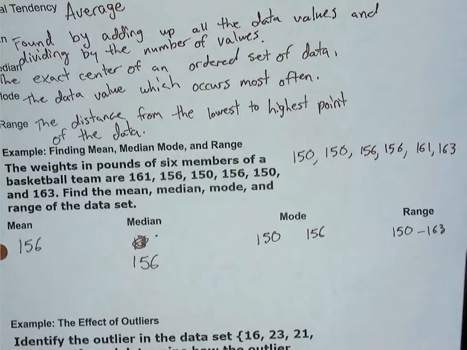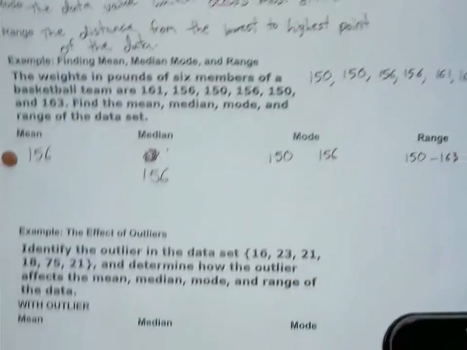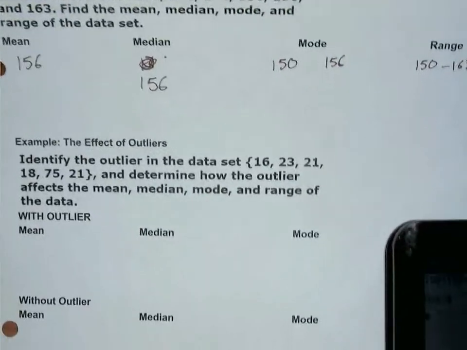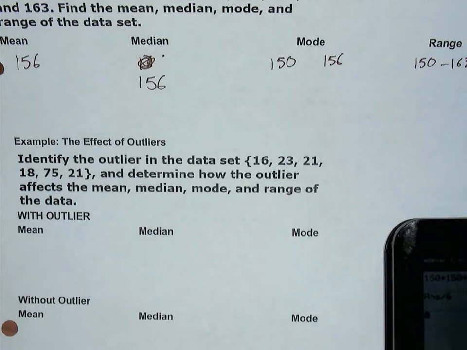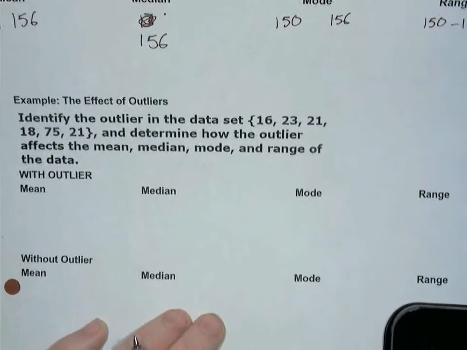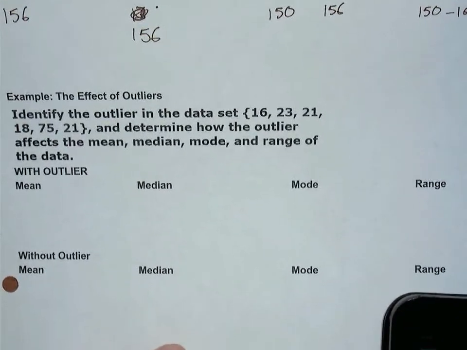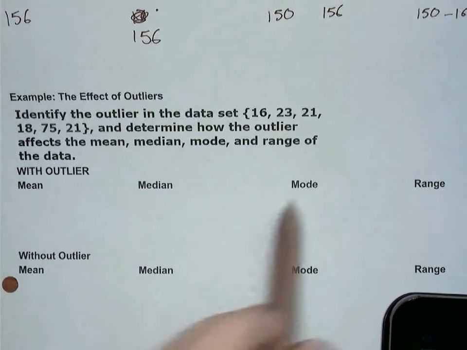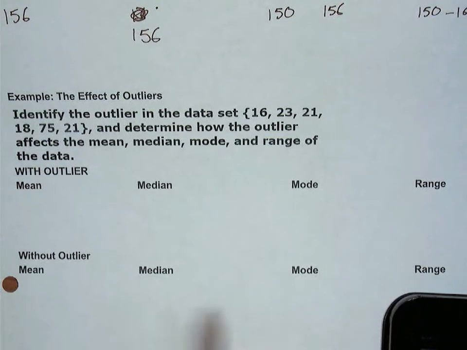Now that we know how to find our mean, median, mode, and range, we're going to come down here and talk about how outliers affect a data set, because this is going to be kind of important to real life. If we have a data set with an outlier, sometimes that changes the way that we would look at the data and the way that we would describe it using measures of central tendency. So we're going to calculate mean, median, mode, and range with an outlier and without an outlier.